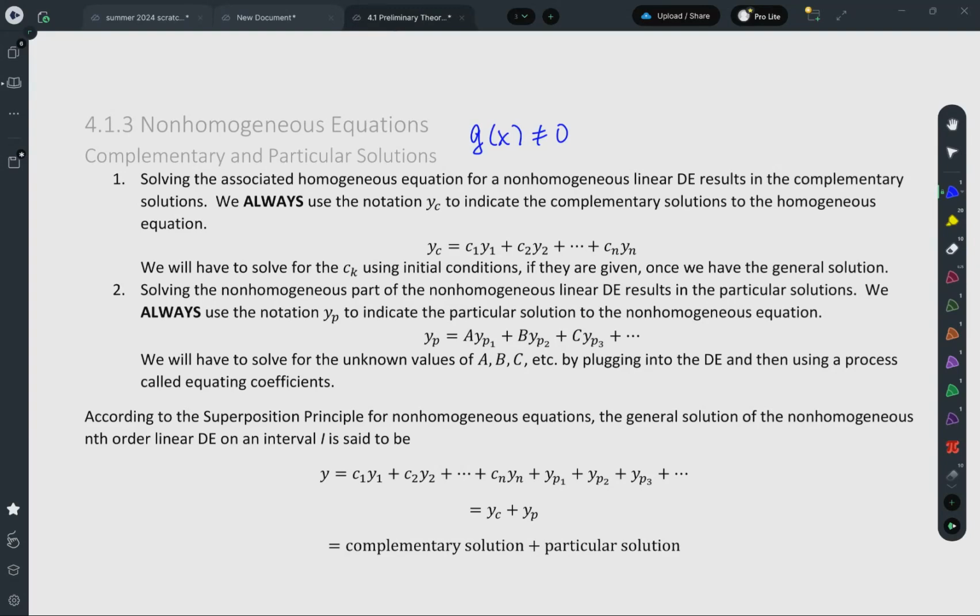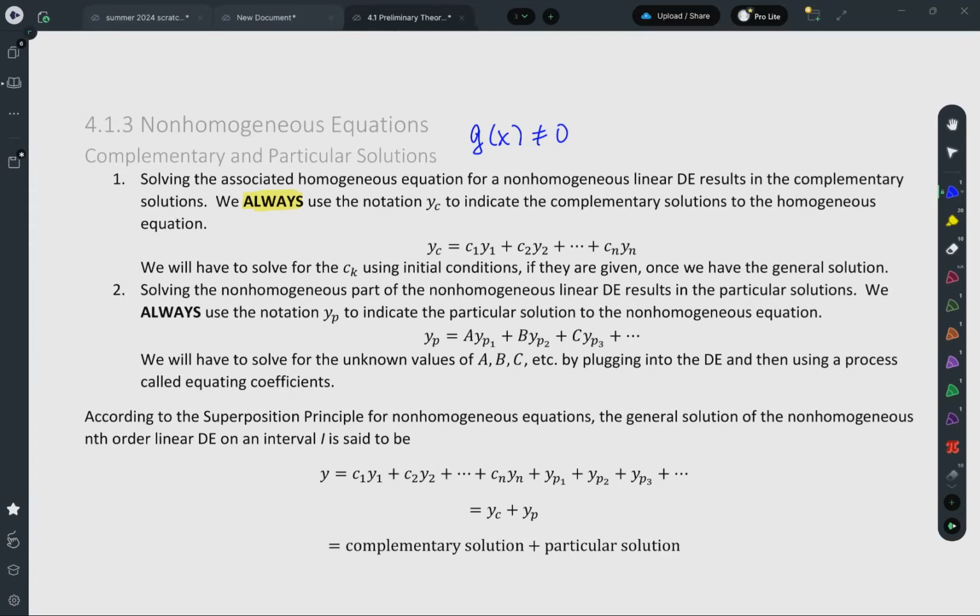Okay, so solving the associated homogeneous equation for a non-homogeneous linear differential equation results in the complementary solution. We always use the notation y sub c to indicate the complementary solutions to the homogeneous equation. If you just write y equals, y is reserved for being the general solution. And so we don't want to use just plain old y. We need to use y sub c so that we know which solution you're talking about. We'll have to solve for the unknowns, those c1, c2, and so forth, using initial conditions if they're given, but only once we have the general solution.